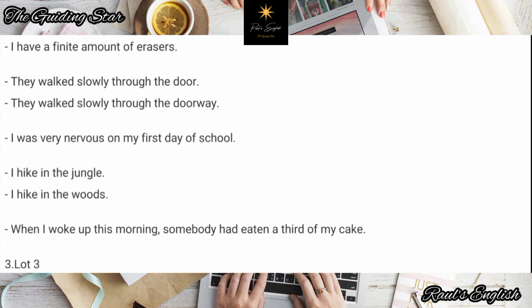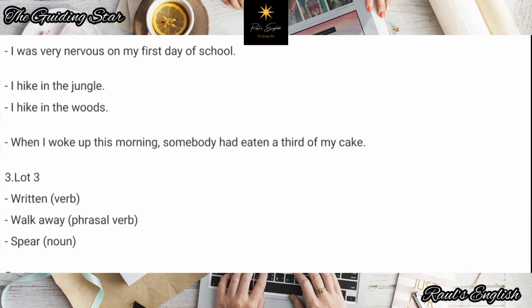In fact, a hike in the jungle. Alright, it's correct, but it's really difficult to hike in the jungle. So what you're trying to say is I hike in the woods. So I showed you the difference between jungle and woods. So I hike in the woods, I camp in the woods. I like to camp in the woods, not in the jungle, unless you really mean jungle. But usually you mean woods, not jungle, not forests. Alright, so when I woke up this morning, somebody had eaten a third of my cake.